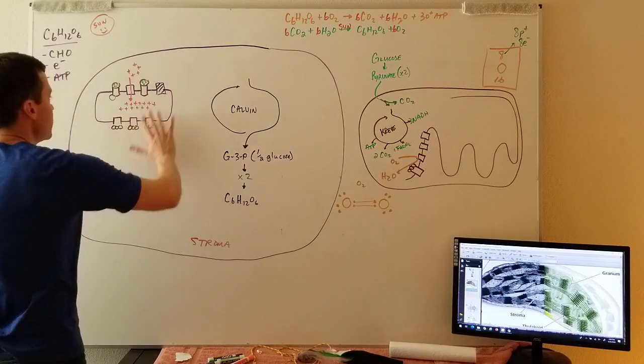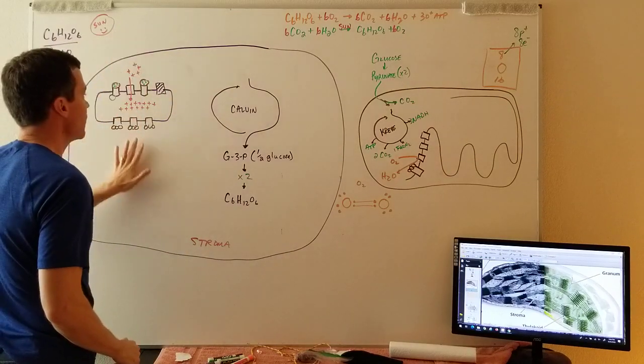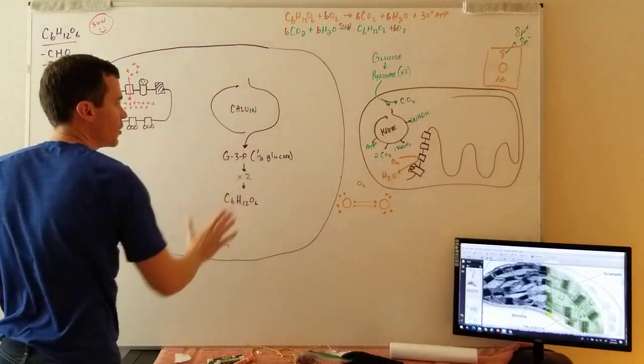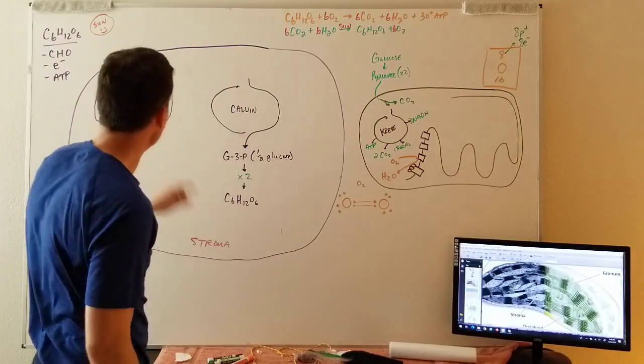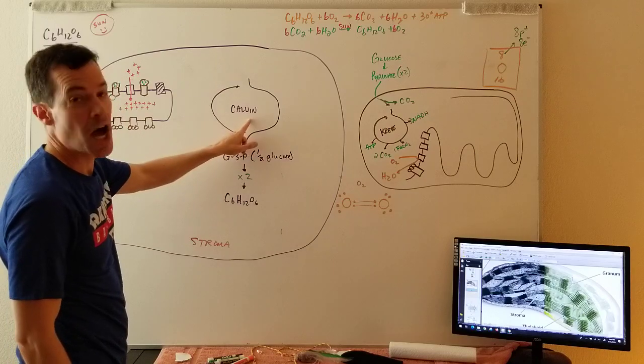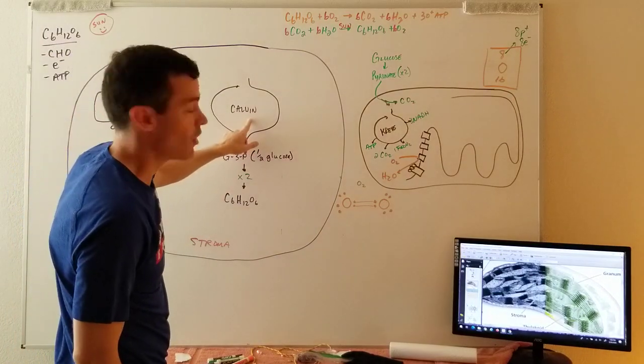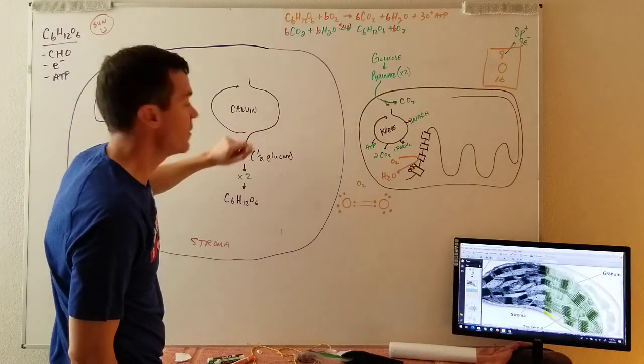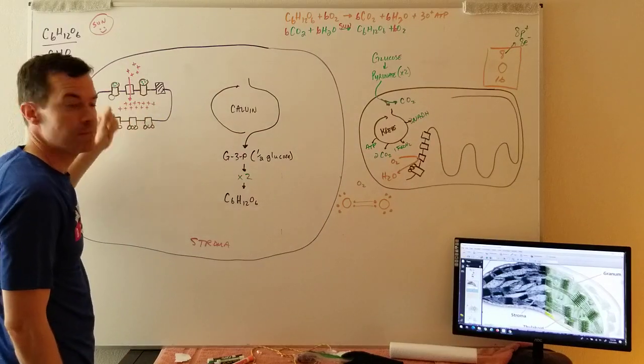The thylakoids, they call these the light-dependent reactions, and they also call the Calvin cycle over here the light-independent reactions. These depend on light. These do not. They can happen in the light, they can happen in the dark. These can happen 24 hours a day. These can only happen when there's light.